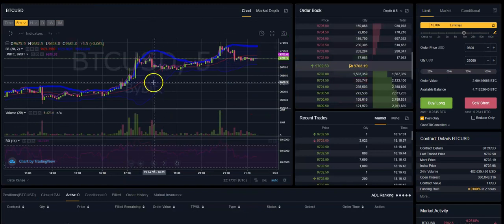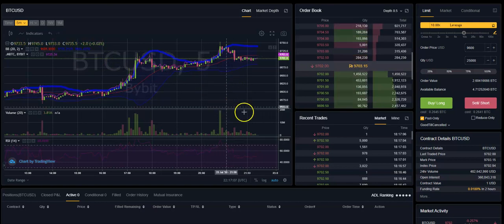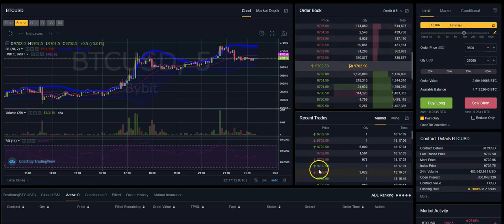Alright, cool. So now that we know how to adjust your graph and all that fun stuff, let's go over the basics of setting up an actual order. On the top right hand side, you'll see the option to do a limit or a market order. Personally, I only ever enter or exit the market with a limit order, and I'll explain to you why when it comes to ByBit's fees and all that fun stuff.